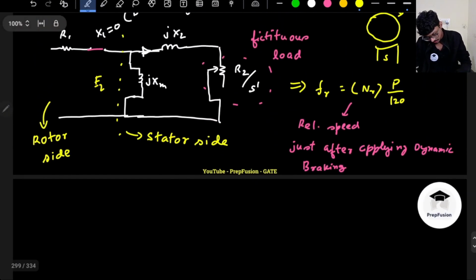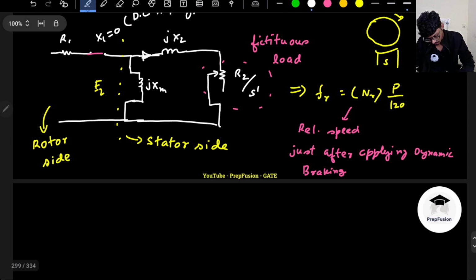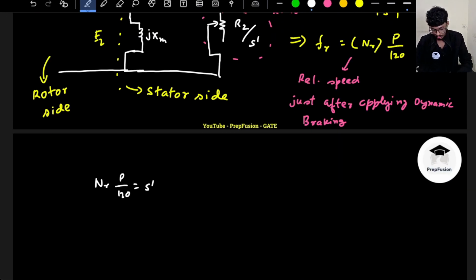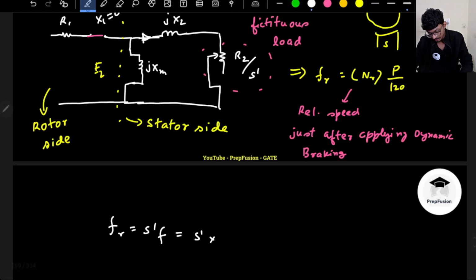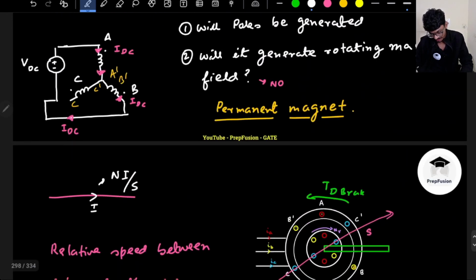Okay, and I will equate this NR into P by 120 with S dash. So according to our formula, my fr should be s prime into f, right? But our f right now is not there, because f was supply frequency. So I should not write this in terms of f, I should write this in terms of something else. So this is equals to s prime, what is f in terms of slip?